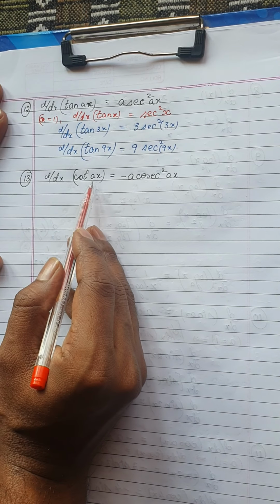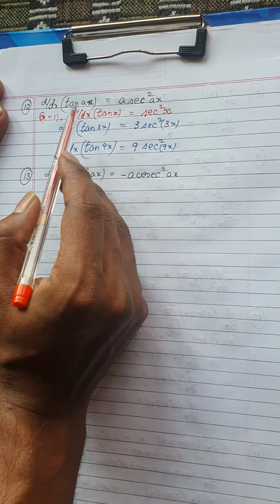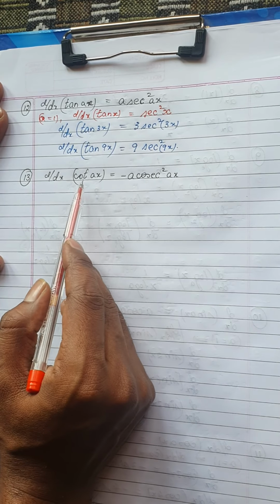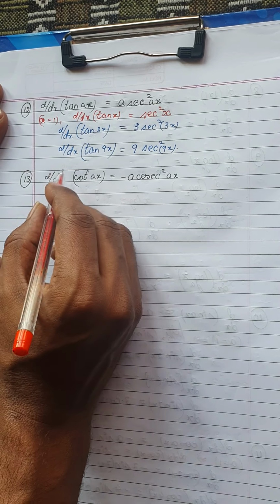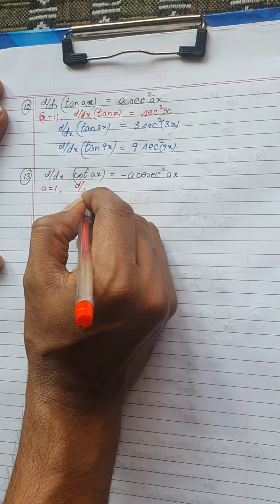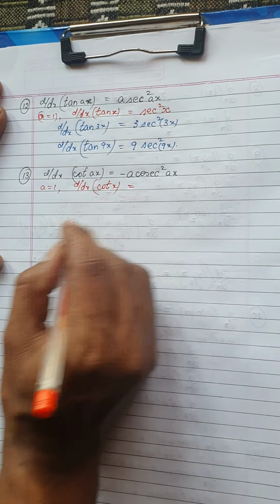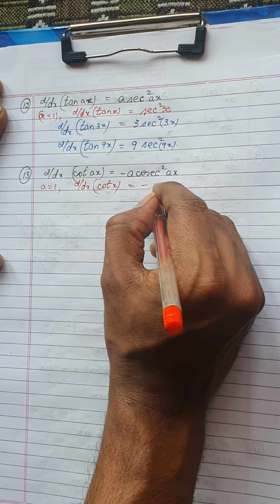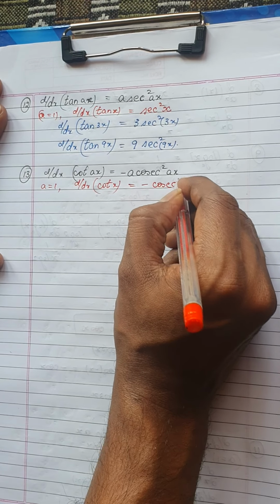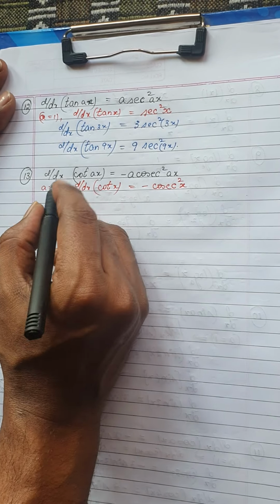Next one is the derivative of the cot function. The derivative of cot ax is nothing but minus of a into cosecant square ax. The derivative of tan is secant square, and the derivative of cot is minus of cosecant square. If you just put a is equal to 1, see what happens. I will get d by dx of cot x. So the derivative of cot x is minus, a is nothing but 1, so it is minus cosecant square x.